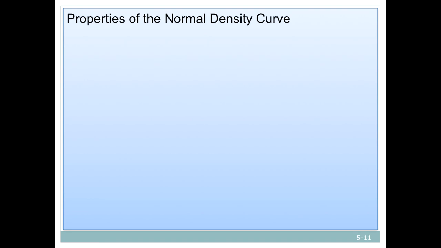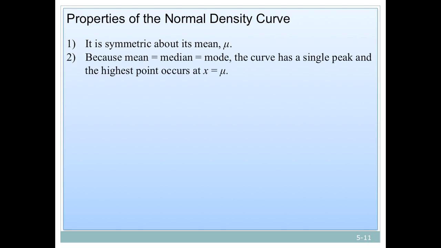So there are several properties of the normal density curve. You do not have to memorize all of these, but you need to be familiar with them and understand them. The first is that it's symmetric around the mean. The second is that because the mean, the median, and the mode are all the same, the curve has a single peak, and the highest point is going to occur at x equals mu. There are two inflection points at mu minus sigma and mu plus sigma, sorry about that typo.